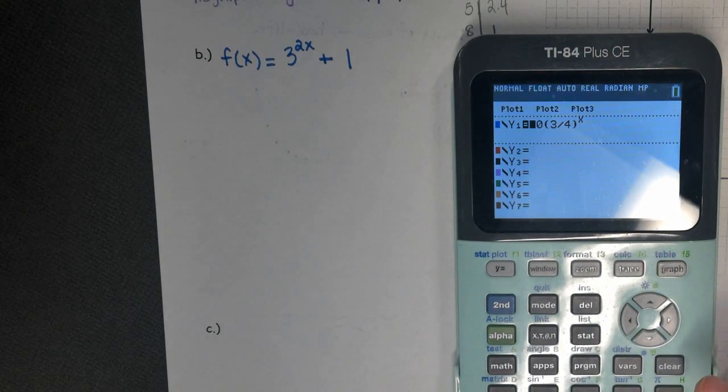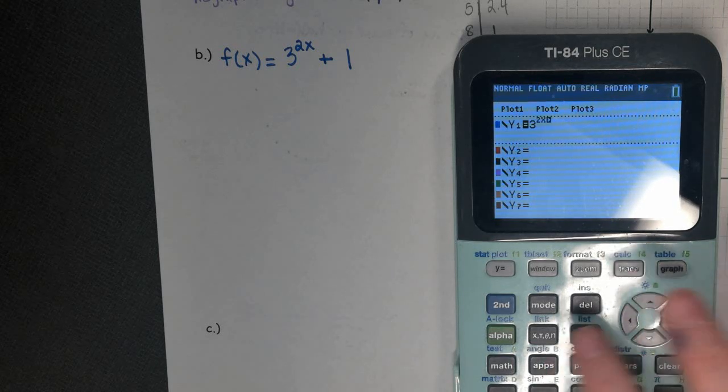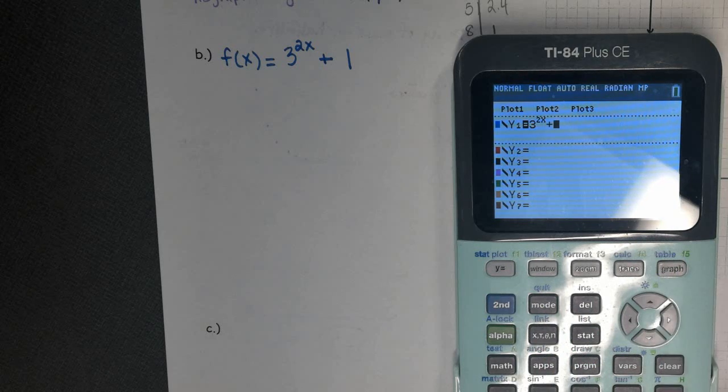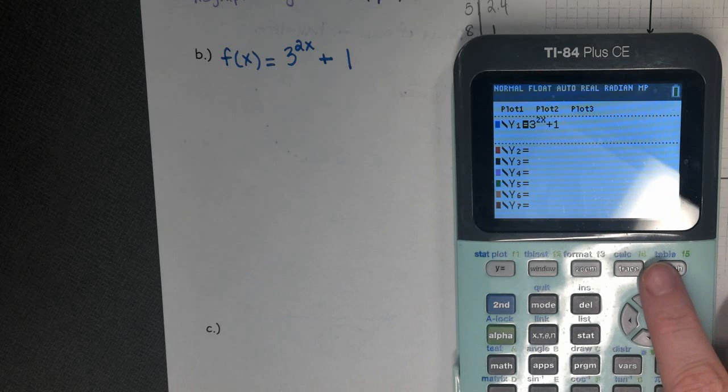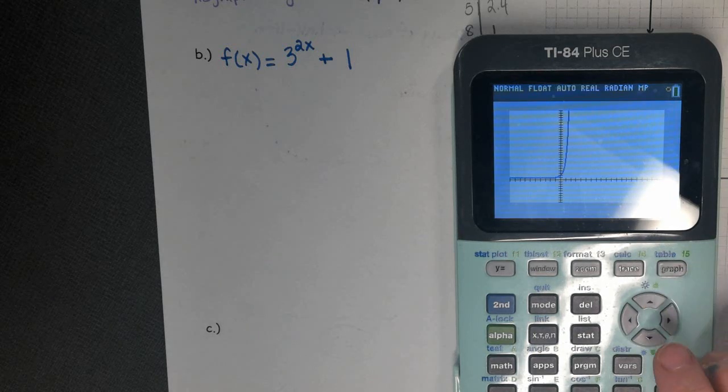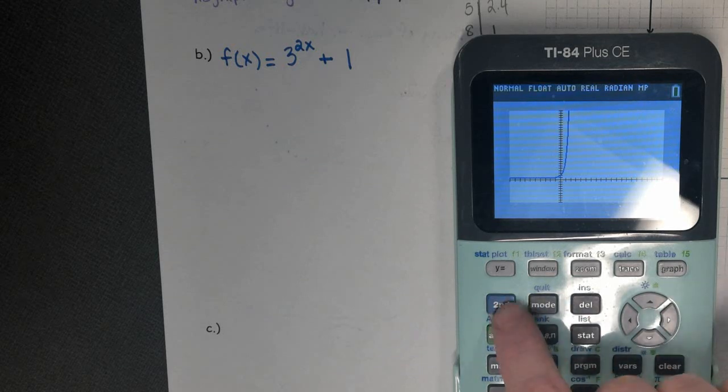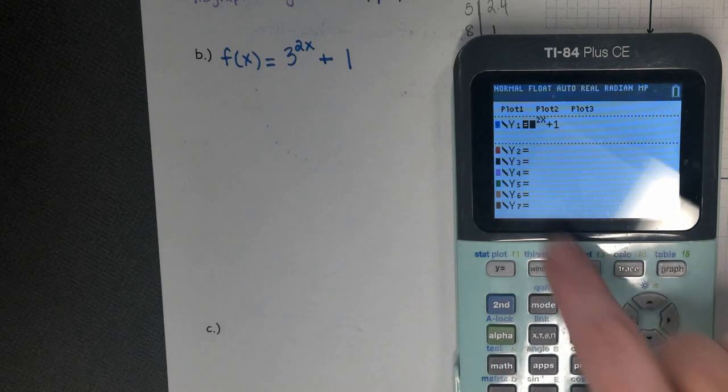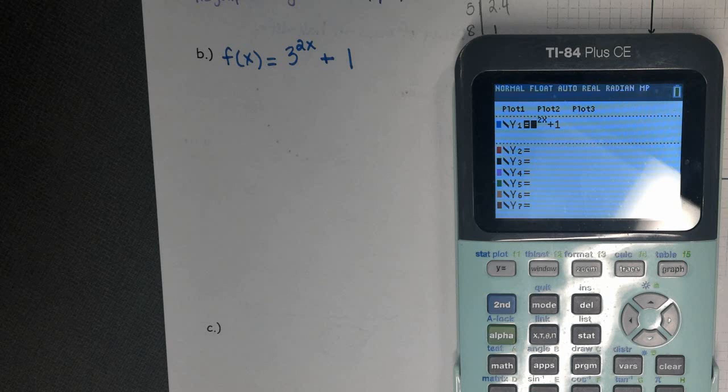Let's see. So you have, let's clear it out. So you have 3 to the power of 2x plus 1. Okay, again, if you graph it, can you see how steep it is there? Okay. And then here's the y equals, in case you guys missed it. Make sure that the plus 1 that you have, that you arrow that down.